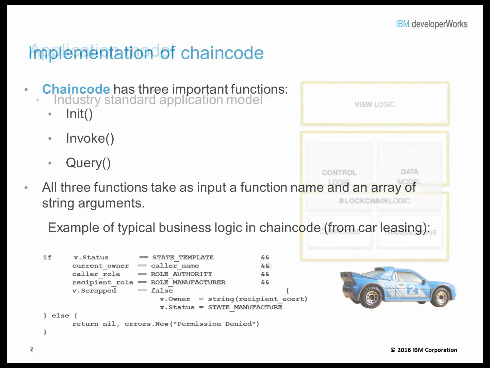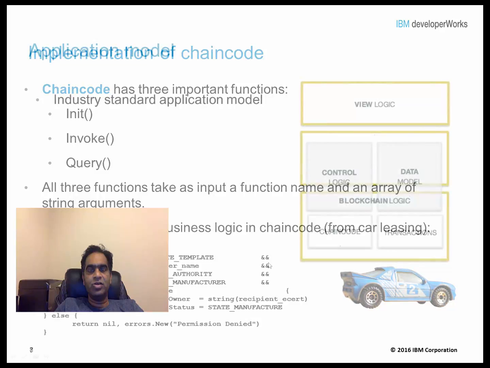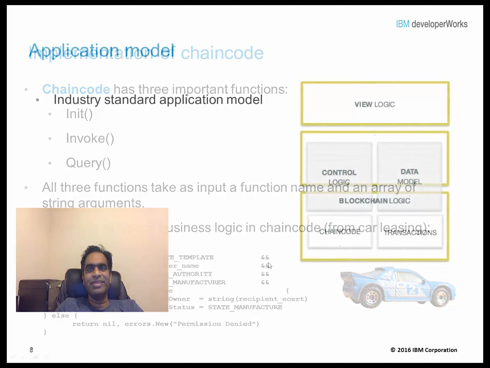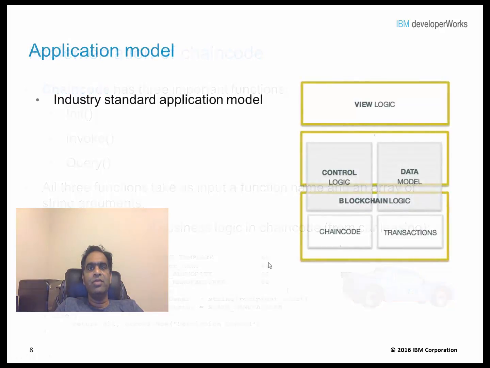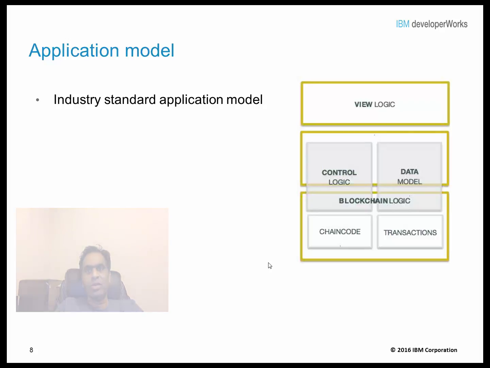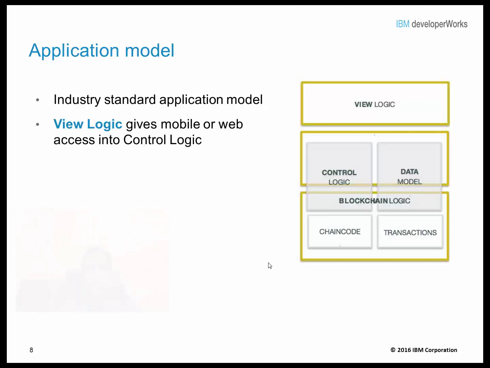Let's talk about how to model or design applications for blockchain. Modeling of a blockchain application can follow industry standard MVC architecture that includes blockchain logic. So it is called MVCB architecture: model, view, control, and blockchain logic. In the MVCB architecture, let's talk about view logic. What does this view logic do?